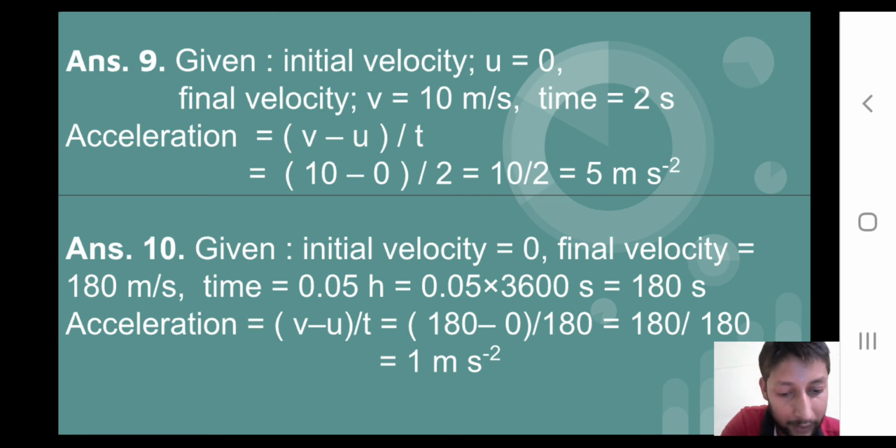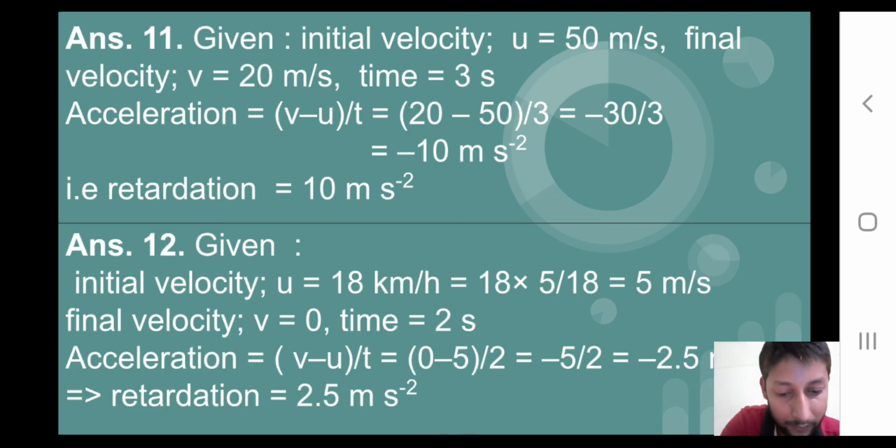Come to question number 10. A car starting from rest acquires a velocity 180 meter per second in 0.05 hour. Find the acceleration. So here initial velocity again given as 0. Final velocity is 180 meter per second. Time is 0.05 hour. So you have to convert it in second, which is equal to 180 seconds. Acceleration is again v minus u by t, which is equal to 180 minus 0 divided by 180, which is equal to 180 by 180, which is equal to 1 meter per second square.